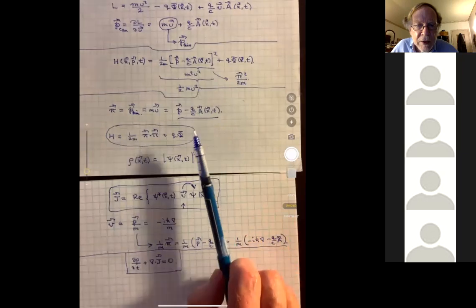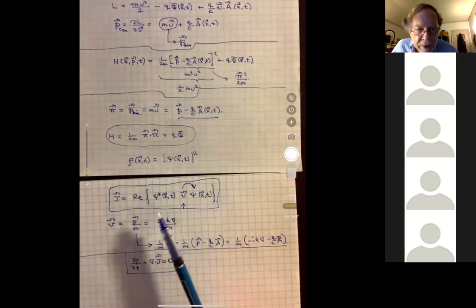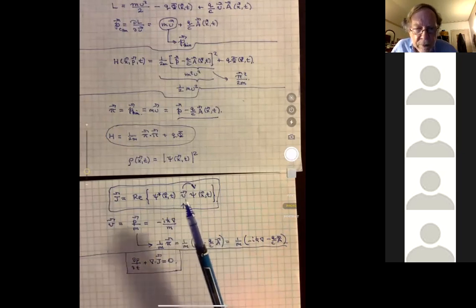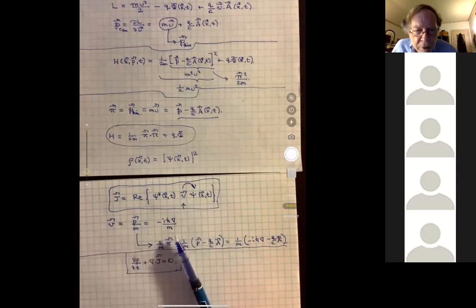If we define the velocity operator by means of, where is it down here? Yeah, here's the velocity operator defined this way. It's just the kinetic momentum divided by the mass, pi over m.